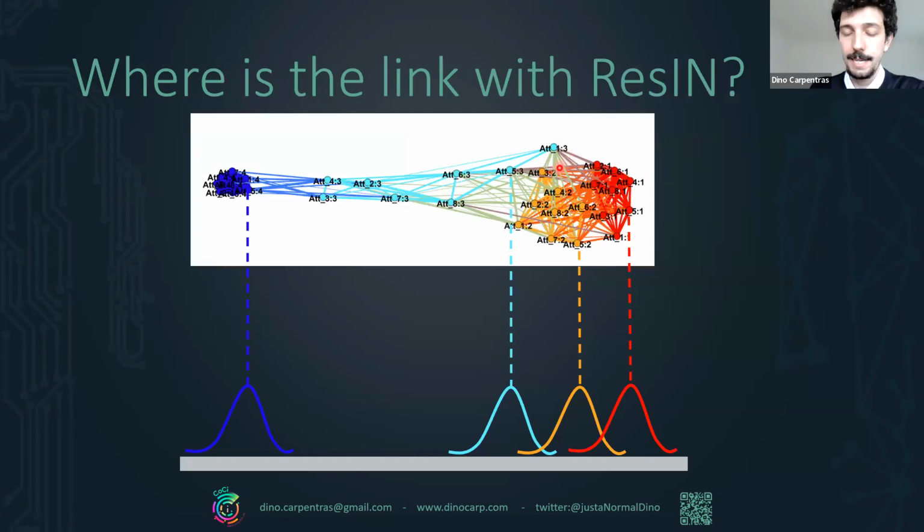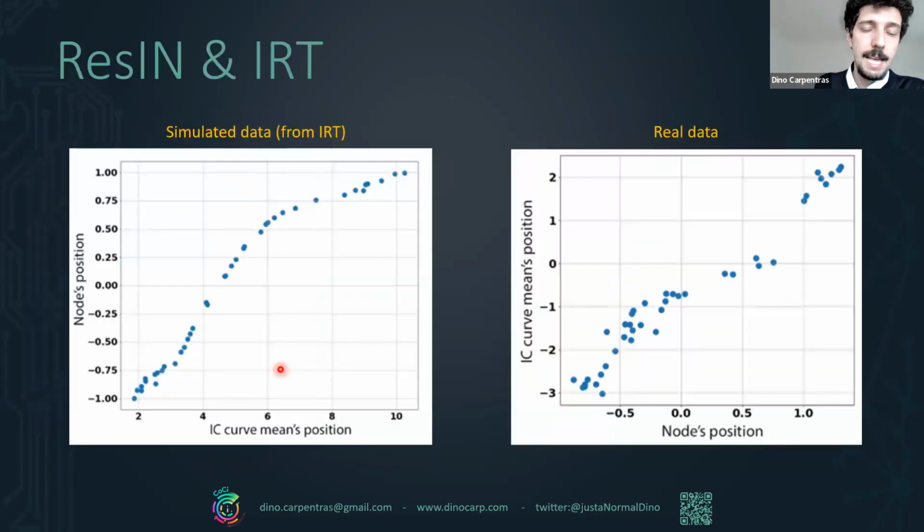And so what we showed in the study was that the position of the nodes in RAISIN corresponds to the position of the curves in item response theory. Now, since they are curves, they don't have a position, but they have a mean. So what we showed is that the correspondence was between the nodes and the mean of the curves in item response theory. We have an entire paper on this, and we showed this both with simulated data, so simulating some data from item response theory, and also using some real data. And the two patterns are very straightforward. We have a very strong connection between the position of the nodes in RAISIN and the position of the curves in item response theory. This is to say that it makes sense to treat this space as a latent space.